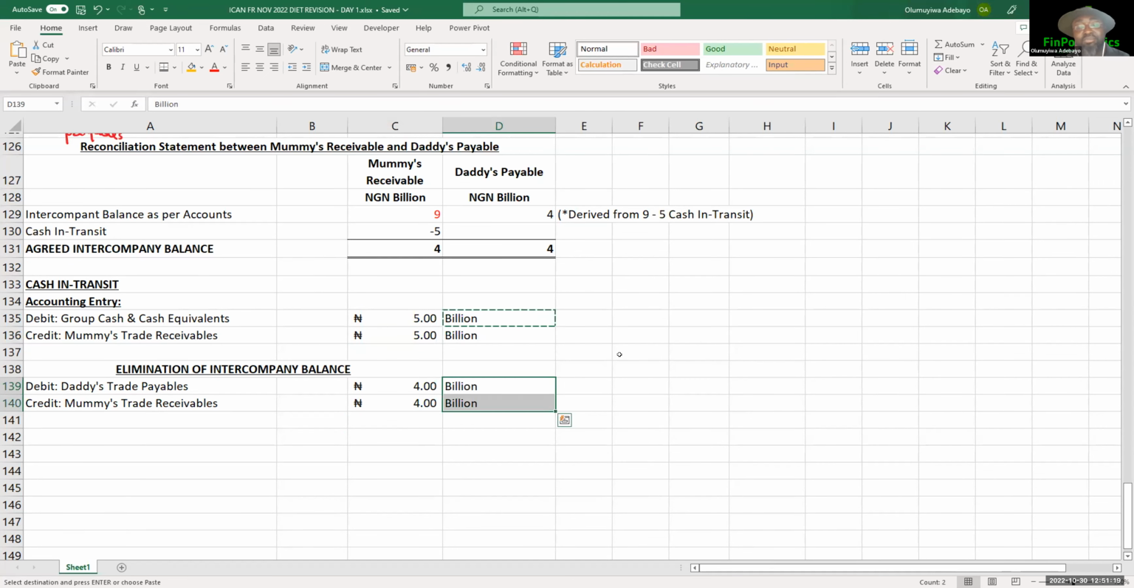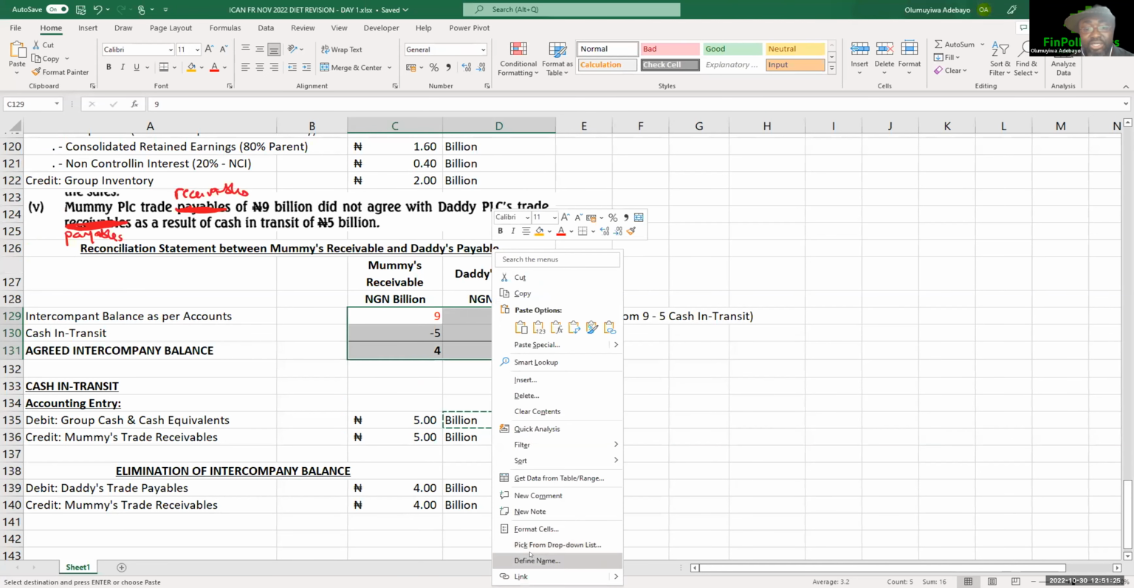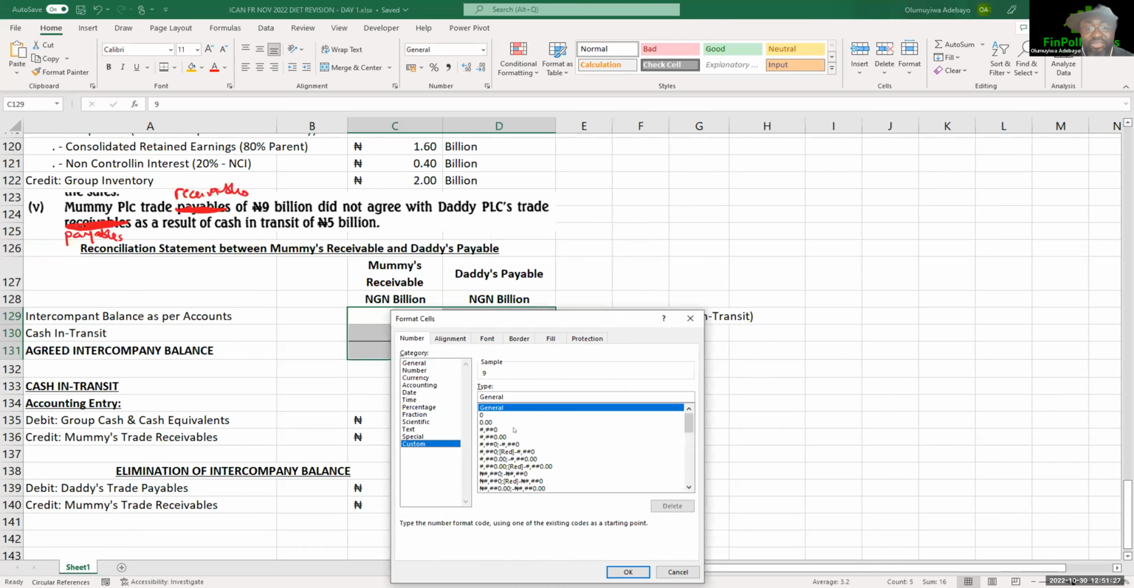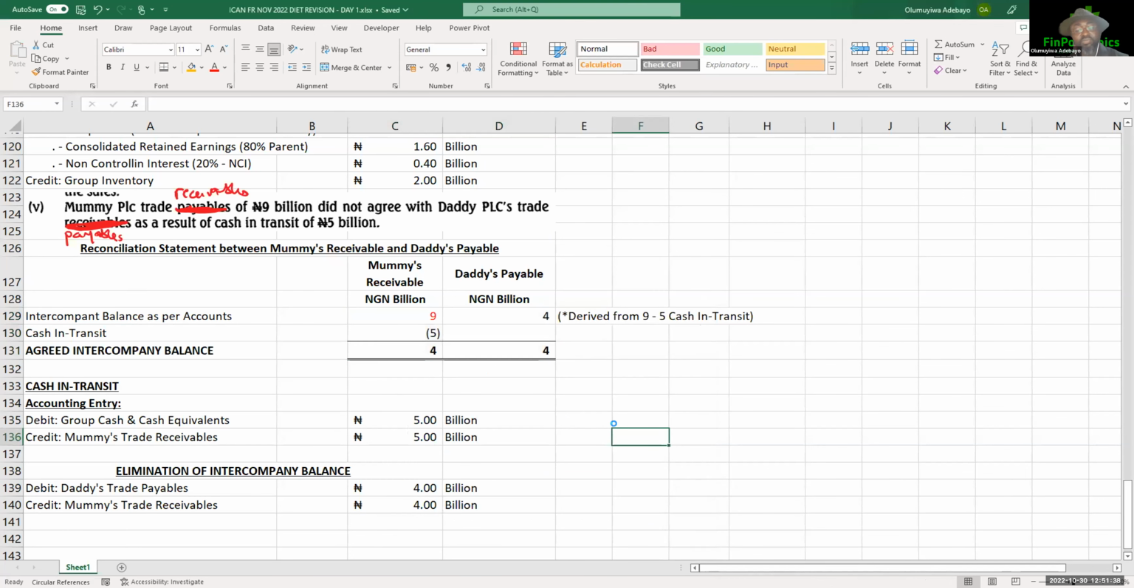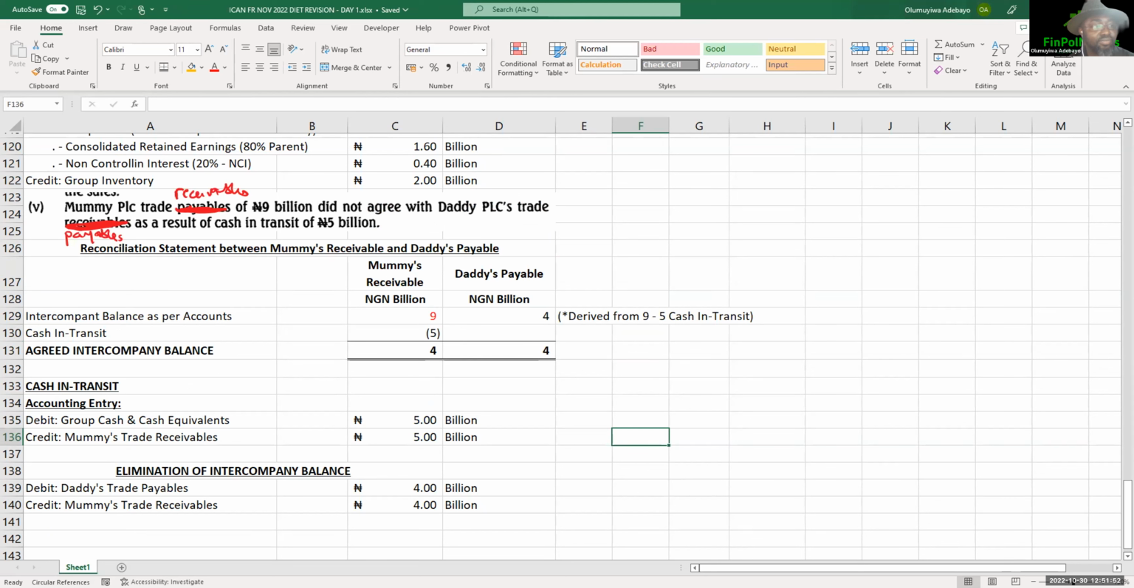Now, that should have been the final workings or adjustments. But I'll shock you, that is not the final adjustment. Who can tell me why it's not the final adjustment, and what is the final adjustment? Over to you.